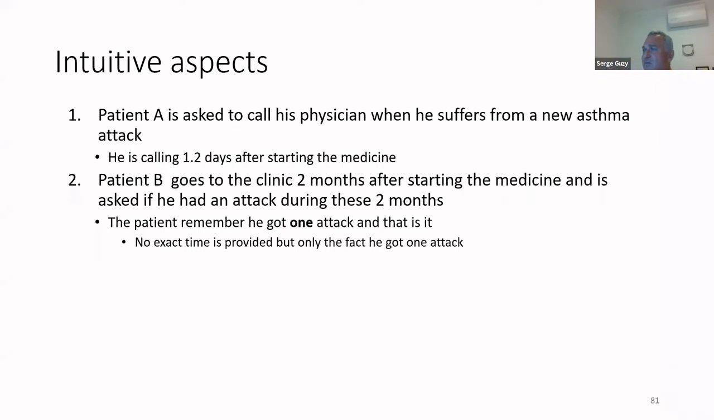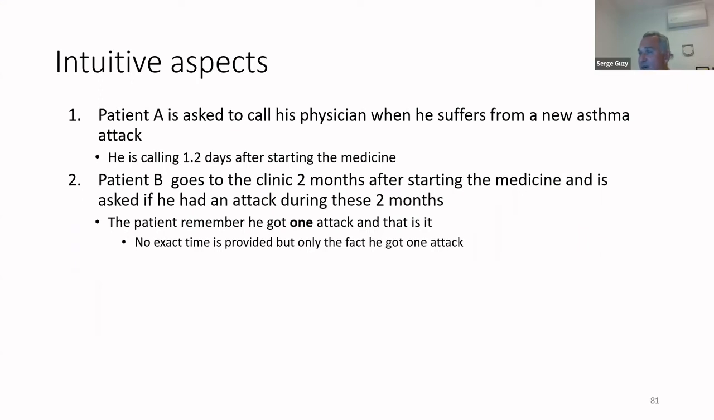Second example, patient B goes to the clinic 2 months after starting the medicine and is asked if he had an attack during the 2 months. The patient, remember, he got one attack and that's it. No exact time is provided, but only the fact that he got one attack. Then basically based on the same idea, this is basically count data. Then what you can see is that the second scenario of time to event includes also count data.